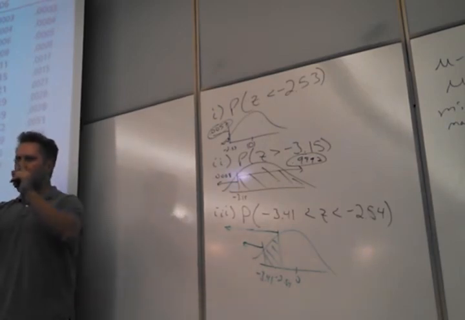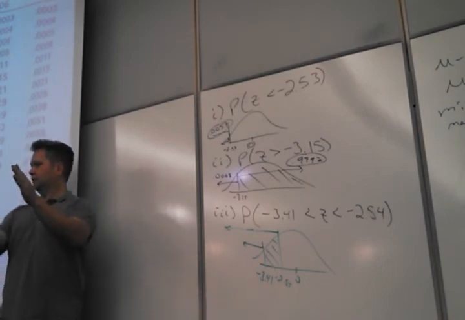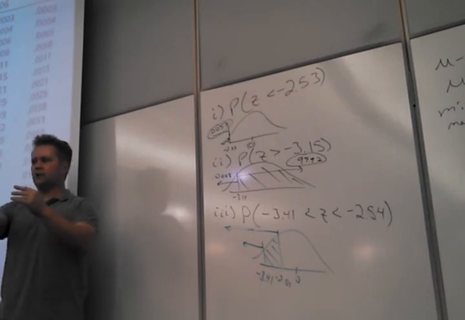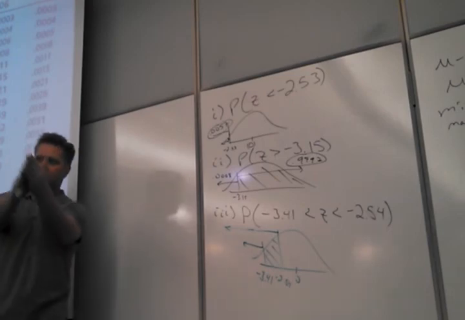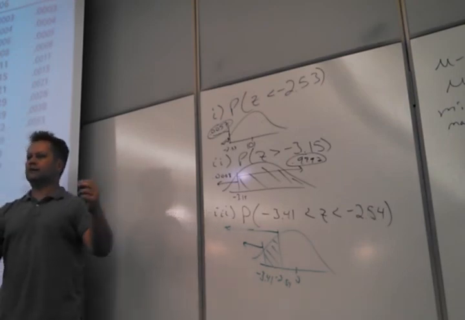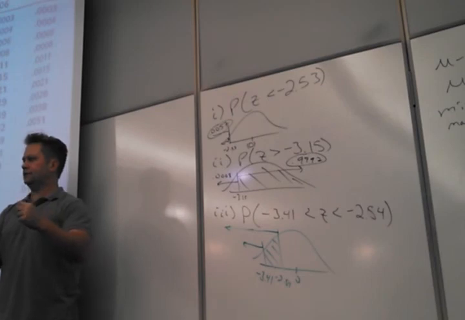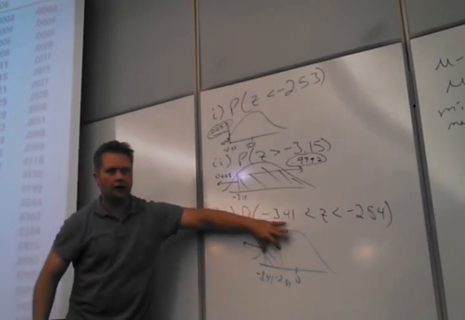Now, you never subtract z-scores. A z-score tells you what? How many standard deviations away from the mean? Beautiful. How many standard deviations away from the mean? So if I subtract the z-scores, I suddenly end up somewhere other than what the problem wants from me, right? You never subtract z-scores. It doesn't make any sense. But this guy's area minus this area leaves me with the area that I want.